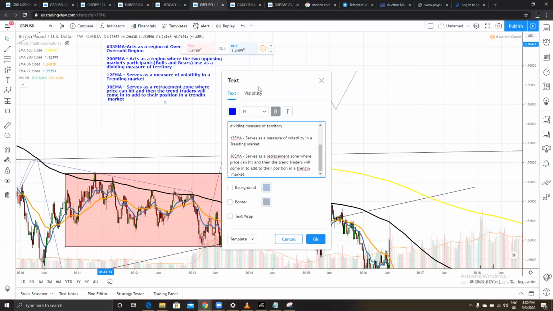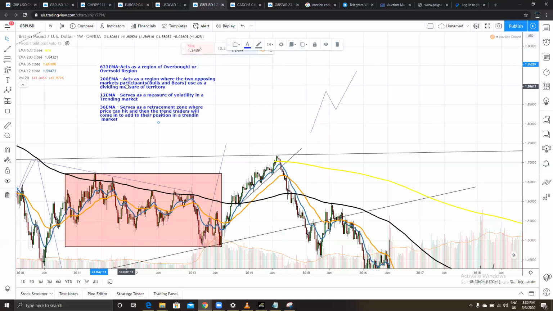Okay. So now you have the major functions of those EMA. In this case, what you're looking for is the 36 EMA. We come in somewhere around there, and then the buyers will come in to defend the position and start to take the price back up.